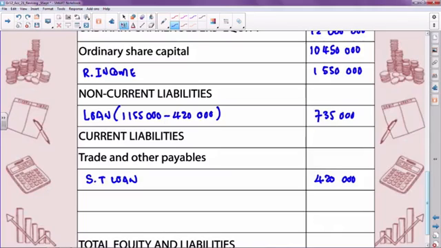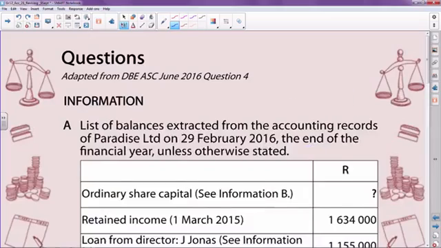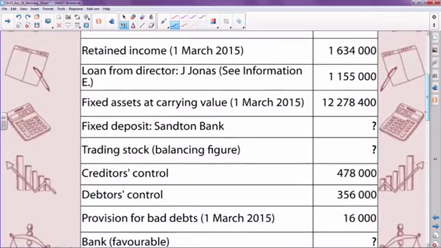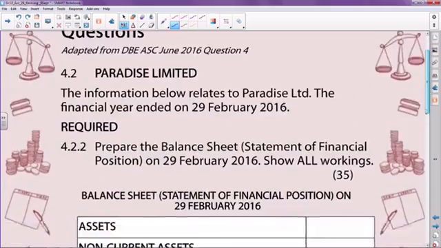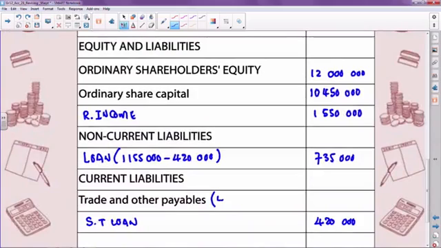Right, what else appears under trade and other payables? I have to find out what items I have in my balance sheet, in the balances that are given to me, and I have to identify those figures. There's my creditors control, 478,000. Let's slot it in, 478,000, as a trade and other payable.